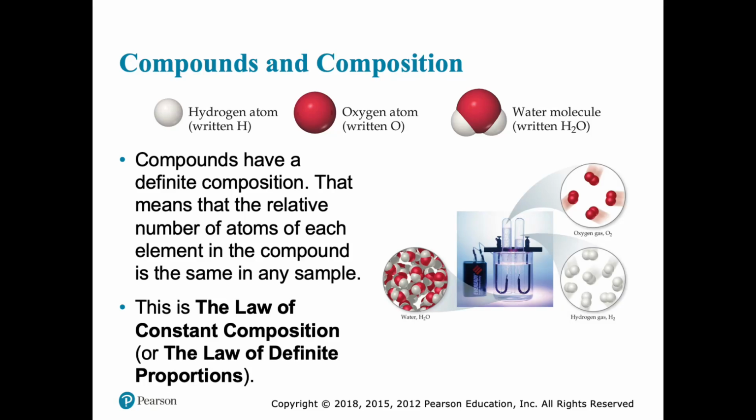Compounds and composition. Compounds have a definite composition. That means that the relative number of atoms of each element in the compound is the same in any sample. This is the law of constant composition, or the law of definite proportions.